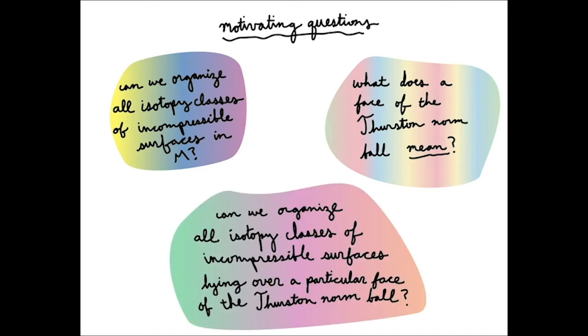And the last question is a combination of the previous two. So, is it possible to organize all the isotopy classes of incompressible surfaces that lie over a particular face of the Thurston norm ball, and in some way understand what that face is telling us about incompressible surfaces in the three-manifold?